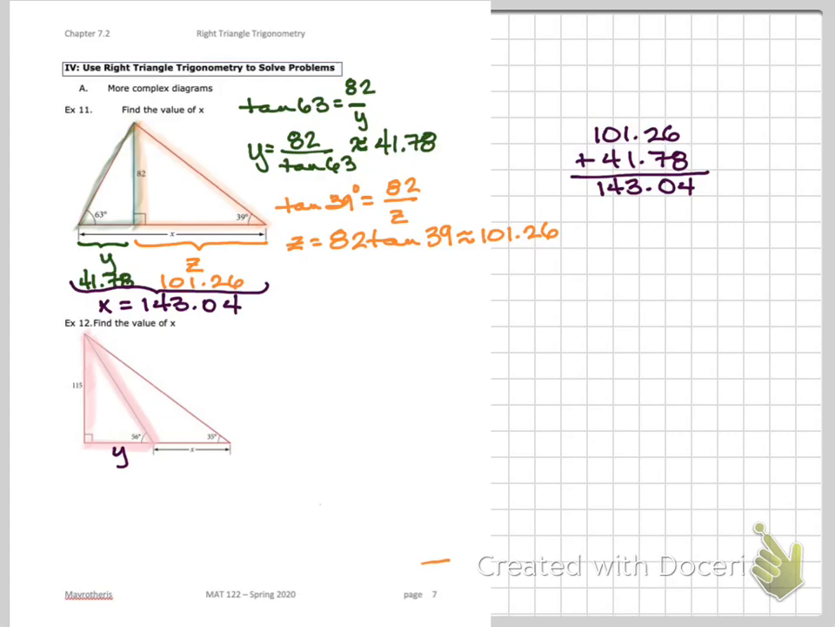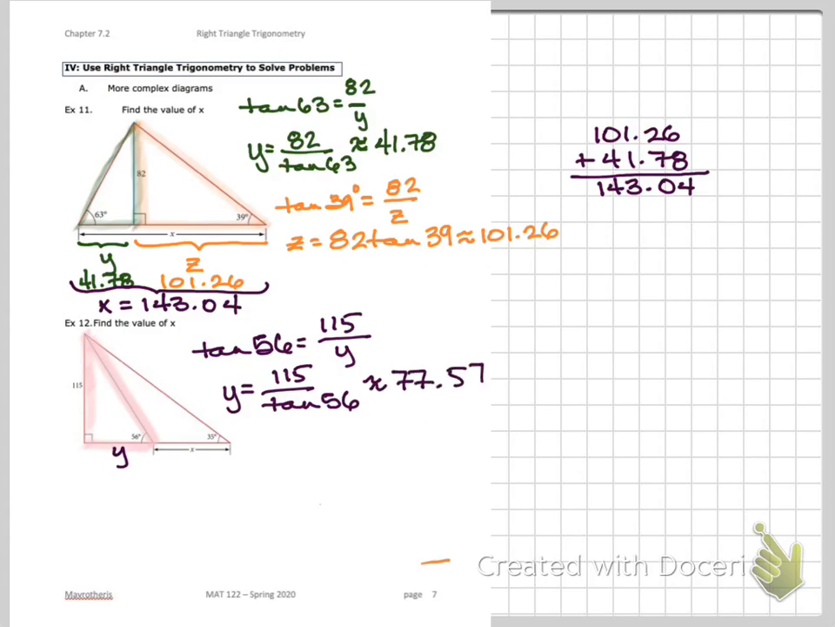A lot of times when you've got multiple pieces in a triangle like this and you're not paying really close attention to which piece you're working with, it is incredibly easy to get them confused. So we want to try to avoid that. I get what? Tangent of 56 equals that opposite side, 115 over the adjacent side, that's y. So y equals 115 over the tangent of 56. We get roughly 77.57.